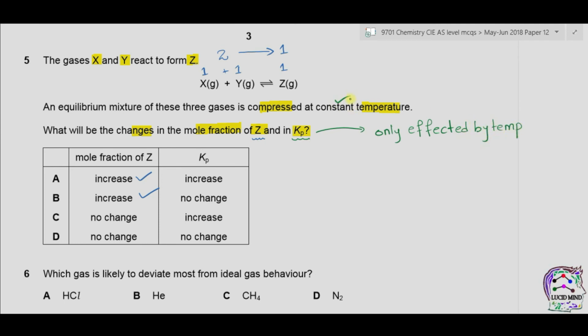As temperature is constant, therefore Kp will not change. The answer is therefore B.